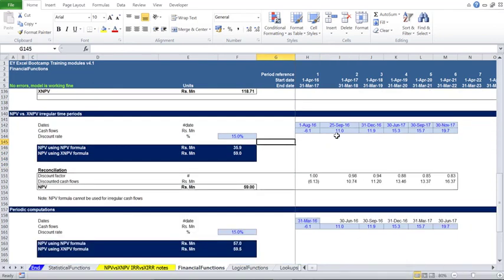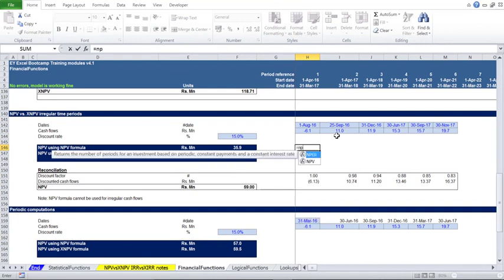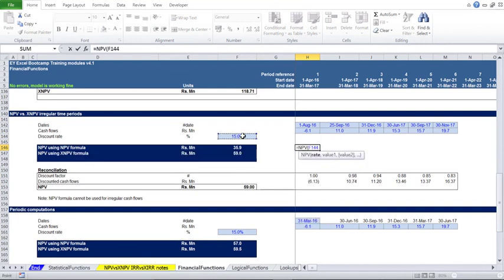Continuing with the next example, NPV versus XNPV with irregular time periods. As we already learned, the NPV function will assume all cash flows occur periodically, and the XNPV function will consider irregular cash flows based on dates and convert them into annual cash flows. So in the example before us, let's calculate NPV using both the functions. In the NPV function, we put the rate as 15%, comma, the values, close the bracket and press enter.